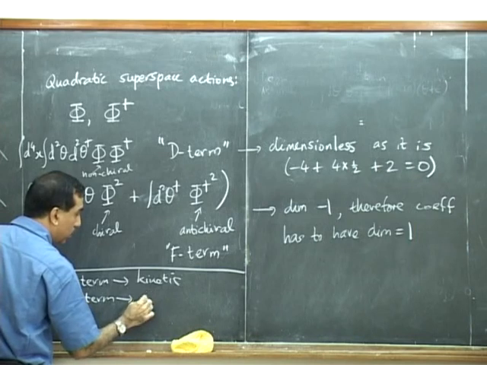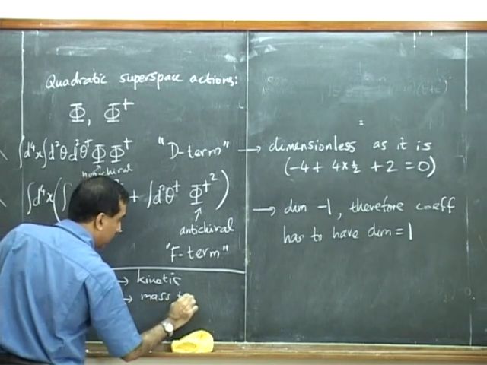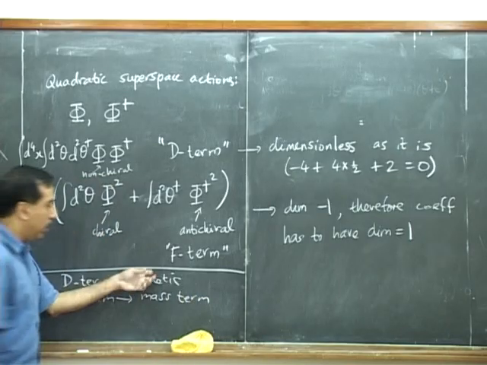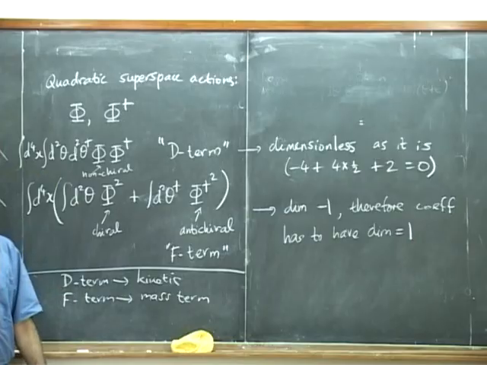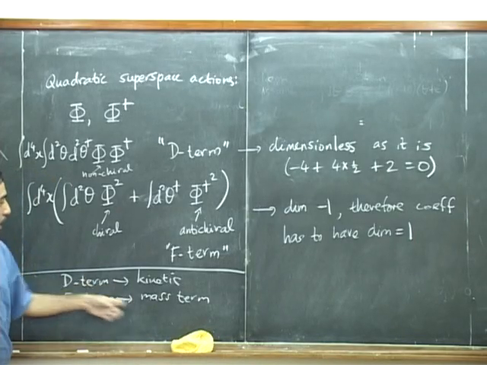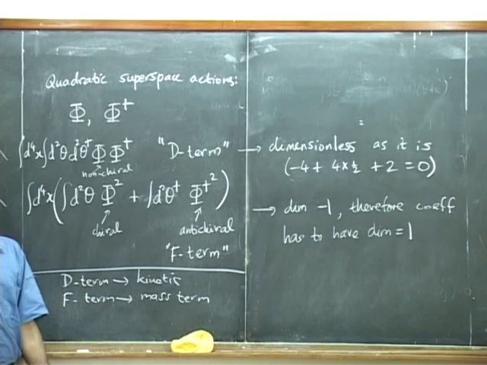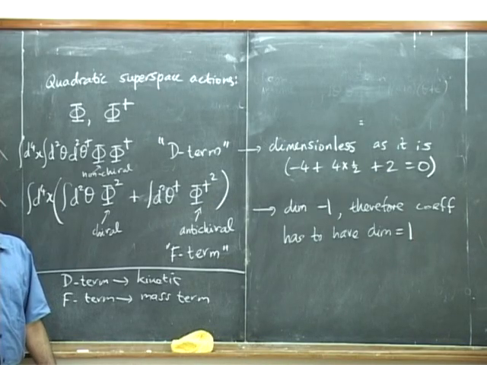These are not general rules, these are rules only for the quadratic part of the Lagrangian. There will be higher order terms in both of these. Those will be generalizations involving interaction. But for the quadratic term, we see that the kinetic term is a D term and the mass term is an F term. We anticipate that just on dimensional grounds. And now we'll do it and we'll see that our anticipation turns out true. Is that clear?